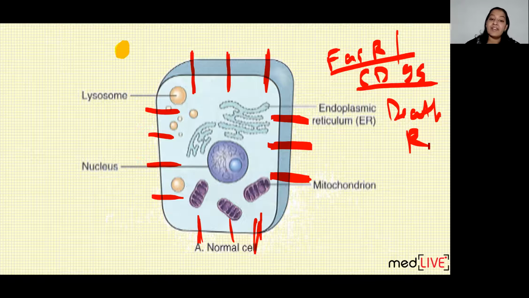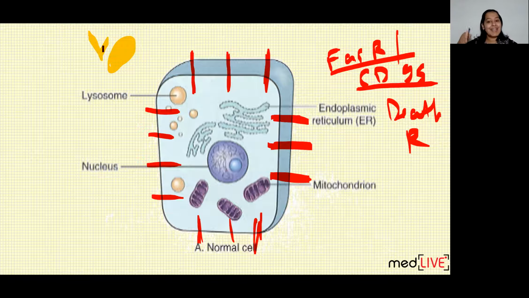Correct? But whenever some ligand comes from outside, we are discussing the extrinsic pathway, so the ligand will come from outside. Can you see this yellow colored ligand? Can you see this yellow colored thing here? This is the ligand, FAS ligand. This is coming from outside, carrying the signal that the cell should die. When this FAS ligand binds with the receptor, what will happen? I will show you in the next diagram.